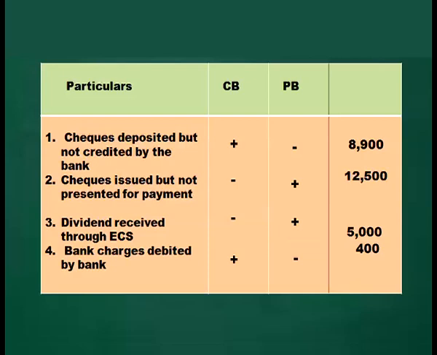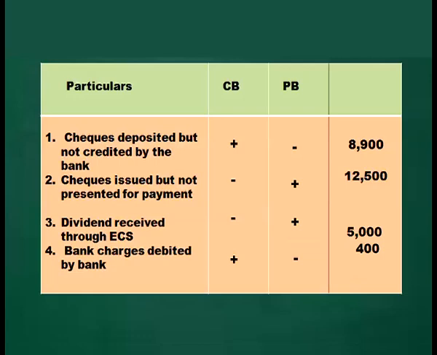Check is deposited, cash book will show a plus amount of rupees 8,900, but it is not recorded in the passbook, so minus I have shown in the rough sheet. Check is issued, so that much amount will be deducted from the cash book, because the firm knows that at that point of time. But only when they are presenting, it will be deducted from the passbook. So right now I have shown a plus sign in the passbook, 12,500.